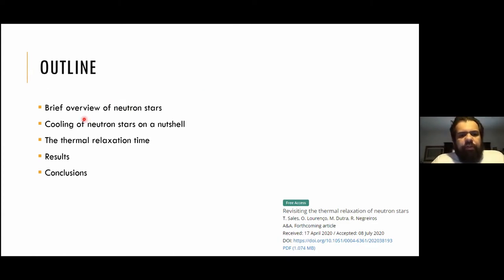So I'll talk about a brief overview of neutron stars, and I'll go through this very quickly because I'm sure that by now, with all the excellent talks that we have had, you probably already have a pretty good idea of this. And then I'll give you an overview about the cooling of neutron stars. And by neutron stars here, I'm talking in a very general sense, basically compact objects in a nutshell. And then I'll talk about the thermal relaxation of these objects, which is a concept that's been old for a little while, but that we have had some interesting results. And then finally, I'll show the results of our most recent research, and I'll give you my conclusions.